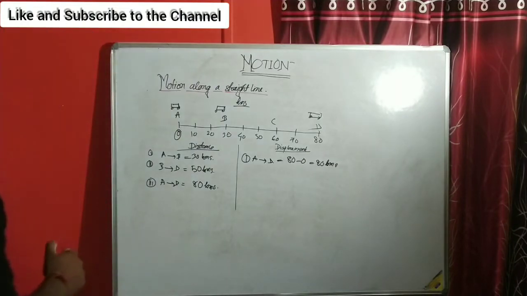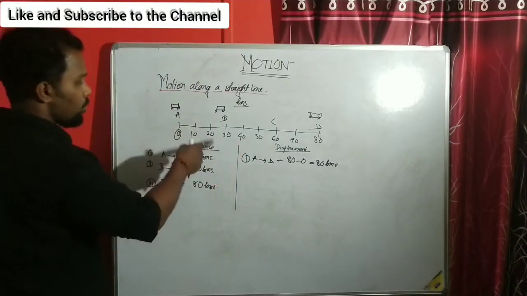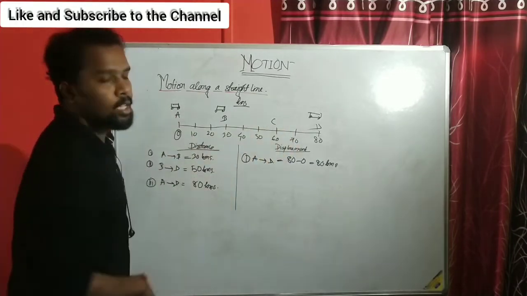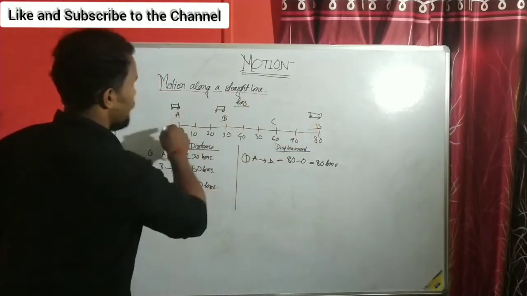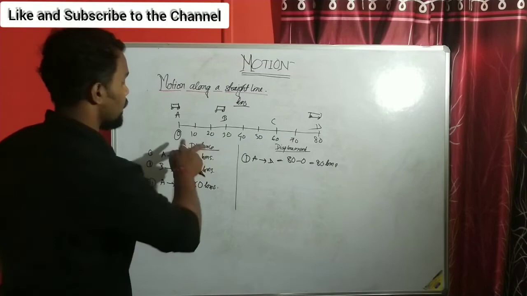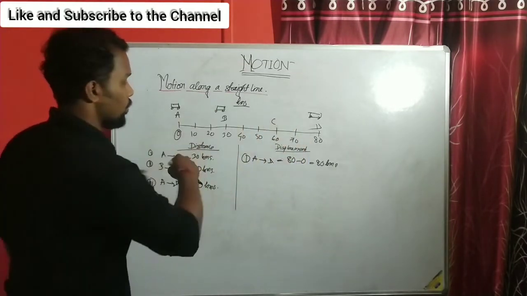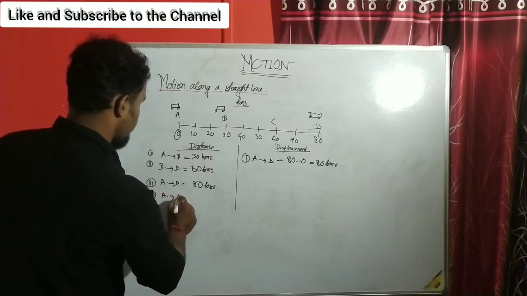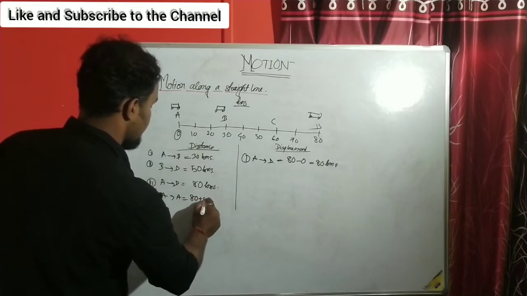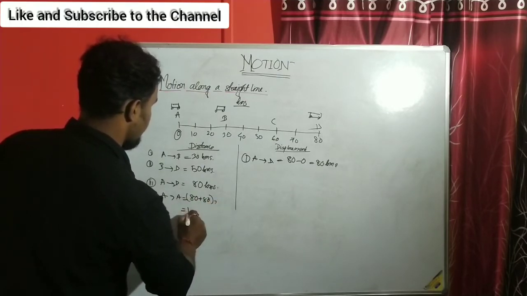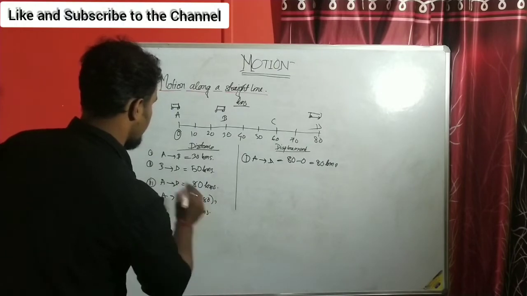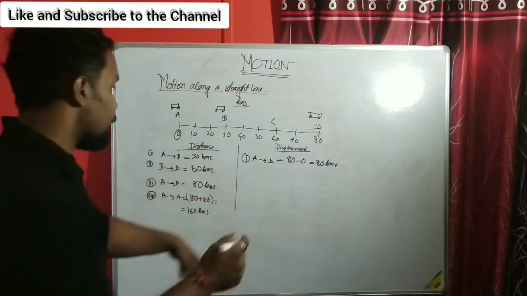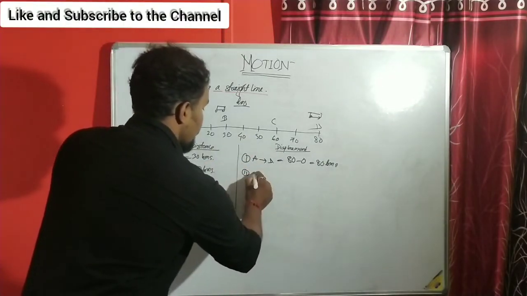Okay, again, just come back to distance. What if that car moves from A to D, 80 kilometers? What if it again moves from D to A? How much distance will it travel actually? From 0 to 80, and again from 80 to 0. So the total distance from A to A will be 80 plus 80 kilometers equal to 160 kilometers.